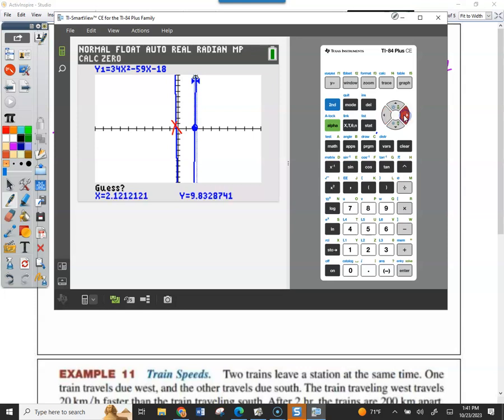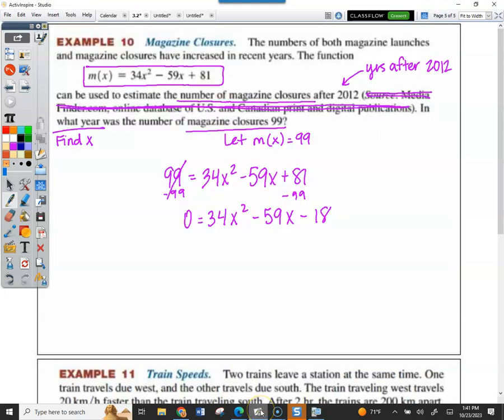But you need to know that it's okay as long as you put your points in the right spot in terms of left, right, close, close. It'll give you the right answer. So 2. So we found X to be 2 years after 2012, which means the answer is 2014.